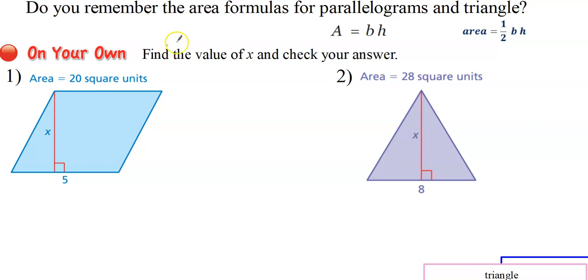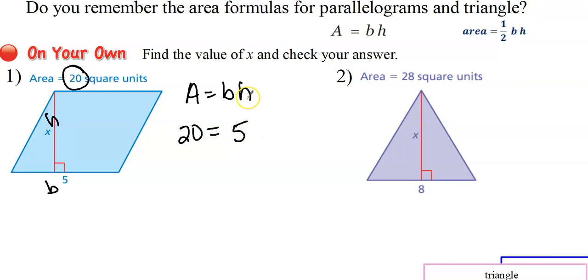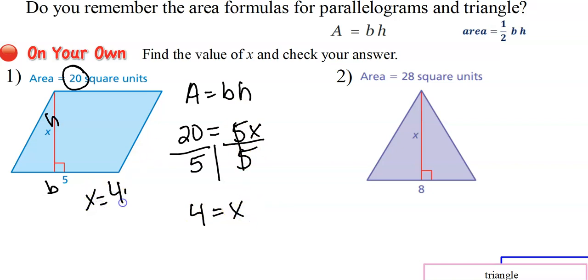Okay. So area equals base times height, and this is my base and this is my height. They gave me the area of 20, so I plug in 20 for A. The base is 5 and the height is x. From my balance scale, I'm going to look at the side with the variable and undo multiplication by dividing. So I divide both sides of the equation by 5. 20 divided by 5 is 4, and 5 divided by 5, remember, just cancels out to a 1. So I get 4 equals x. So this is another one where x equals 4 units.